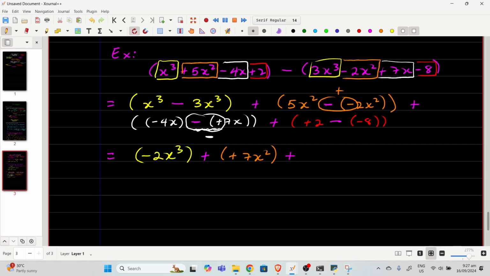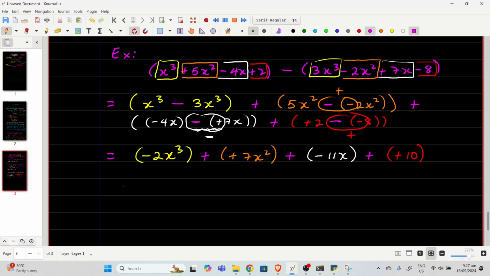So negative 4 minus 7x is going to give me negative 11x, close the bracket, plus the last term is a combination of negative and negative. This is a positive, so that means 2 plus 8 is 10. So we have here positive 10. And then we just do the combination that we did all the time and we get our final answer.